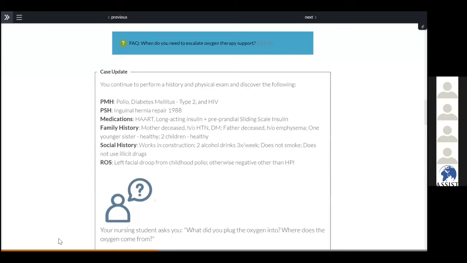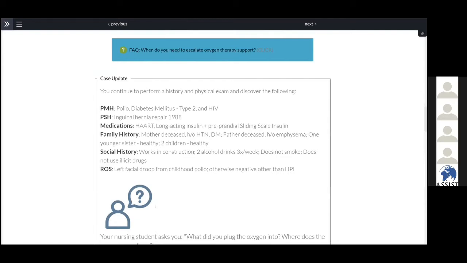But if you don't have a reservoir, don't go above 10 liters per minute, unless you are using a simple facial mask, which will be 6 up to 10 liters per minute. There is another tool that we don't have in our setting, which is the high flow nasal cannula. You can go up to 60 liters per minute, and you are able to give an FiO2 of 21 up to 100. It is being used with COVID patients, but we don't have this device in our setting.